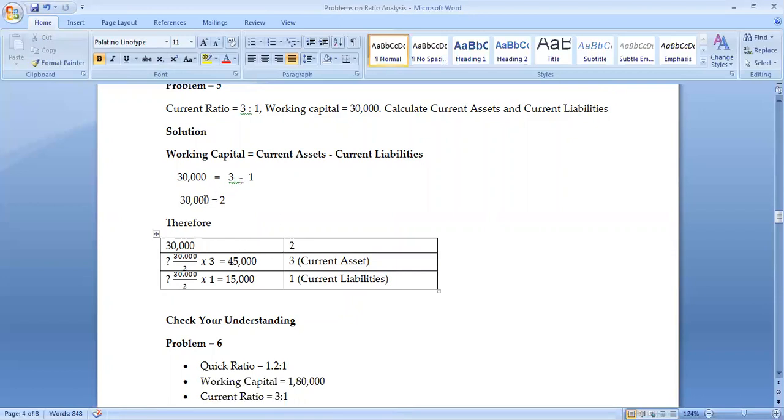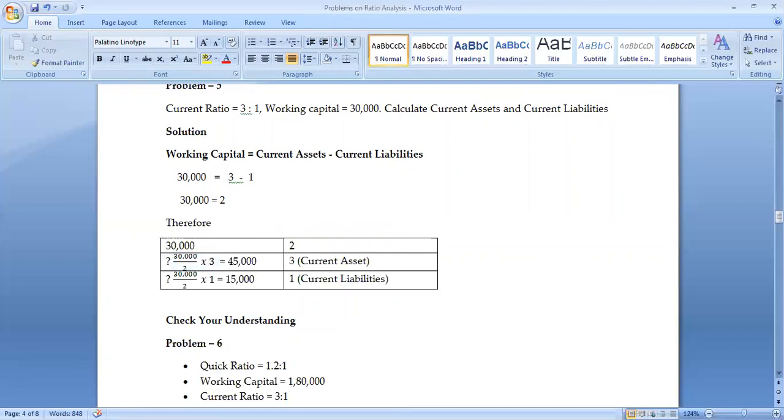30,000 stands for the value of 2. The current assets go with the ratio 3. Current liability goes with the ratio 1. So out of that you need to find out the current assets. So 30,000 for 2, then for 3 of current assets how much value comes? Cross multiply. So 30,000 into 3 divided by 2. Shall I repeat it?